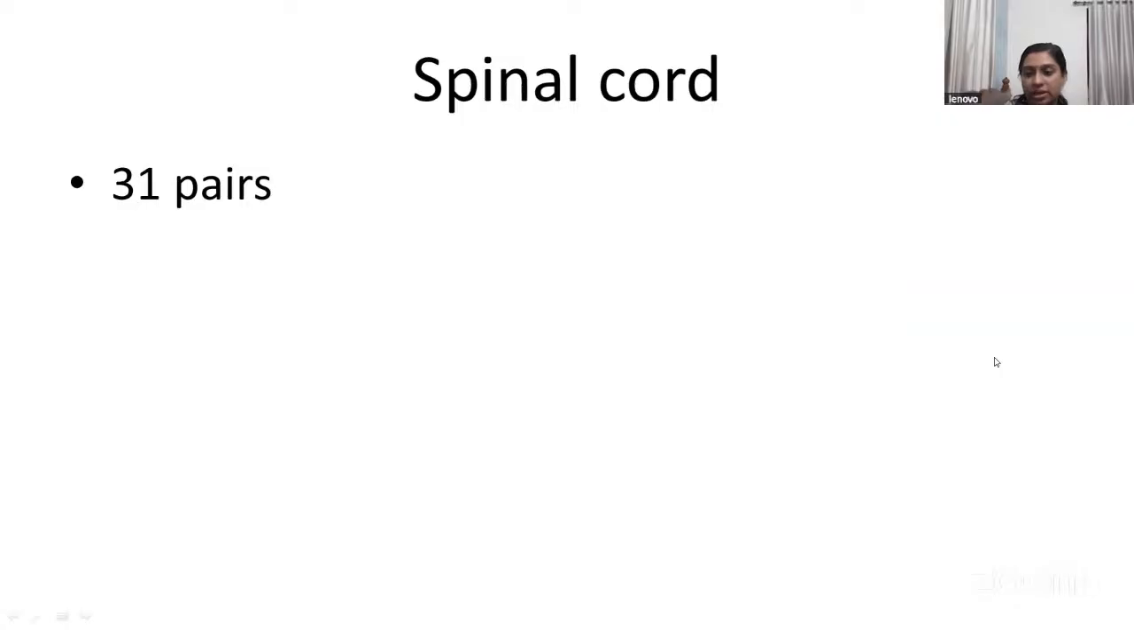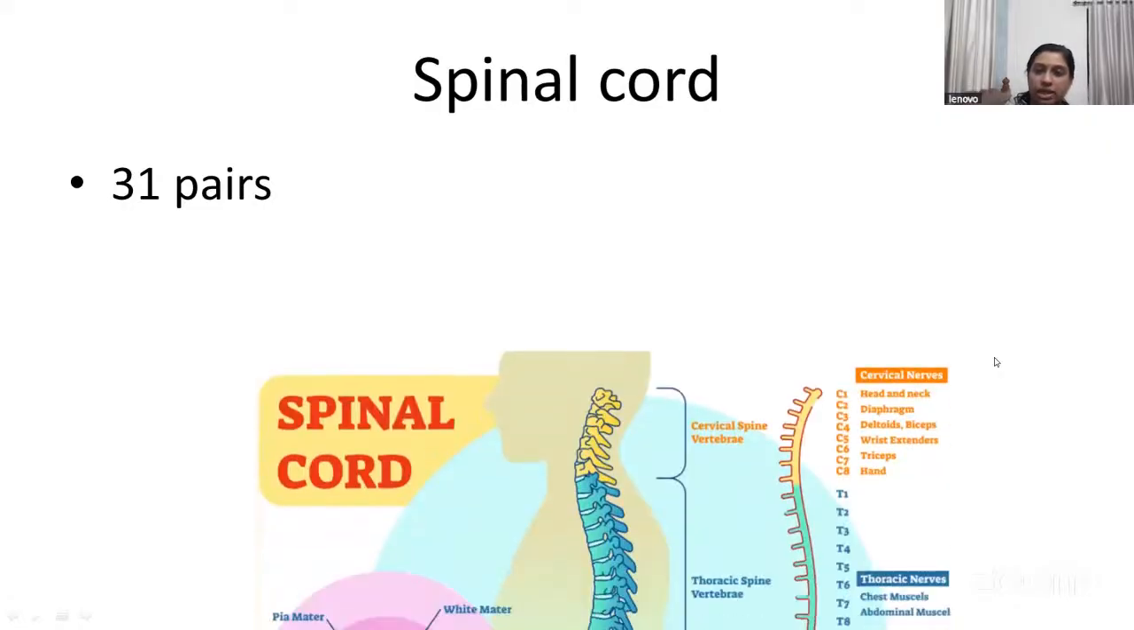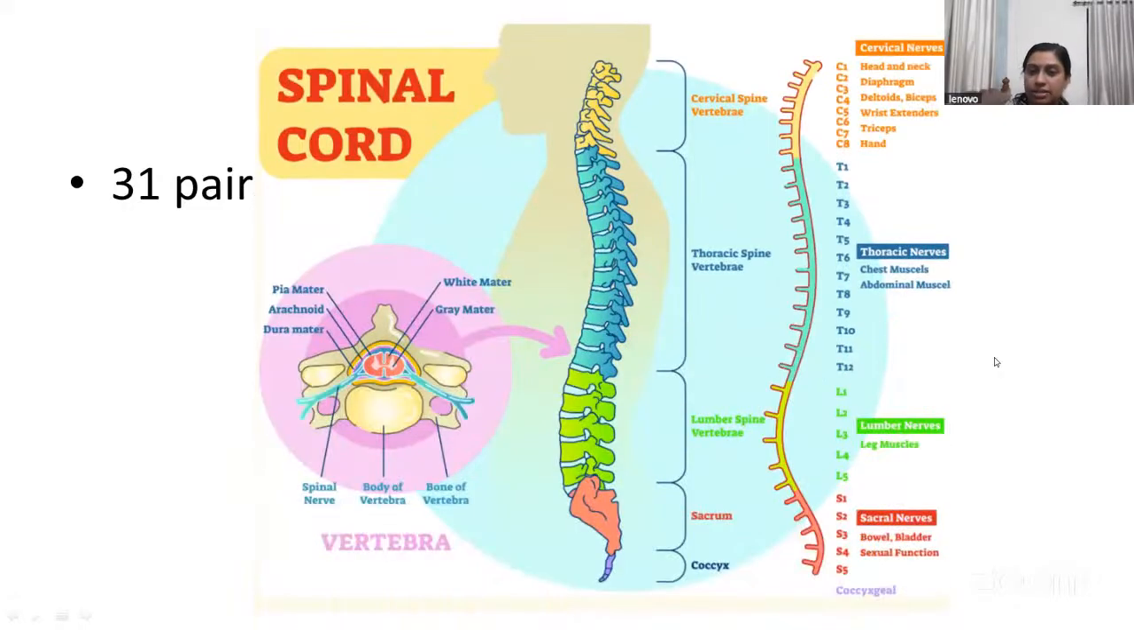Now coming to the spinal cord. As we all know, there are 31 pairs of nerves associated with the spinal cord. We have 8 cervical nerves and 12 thoracic spinal nerves. Lumbar are 5, sacral 5, and coccygeal 1. So 31 pairs of spinal nerves are present.